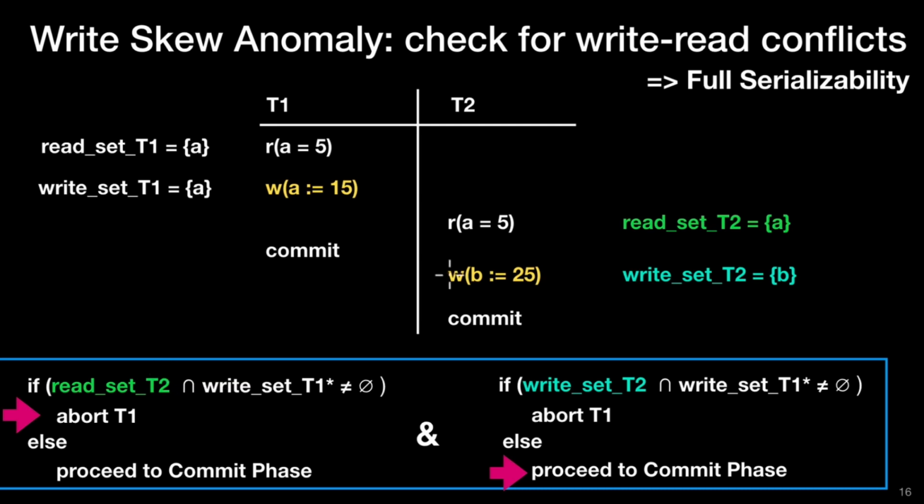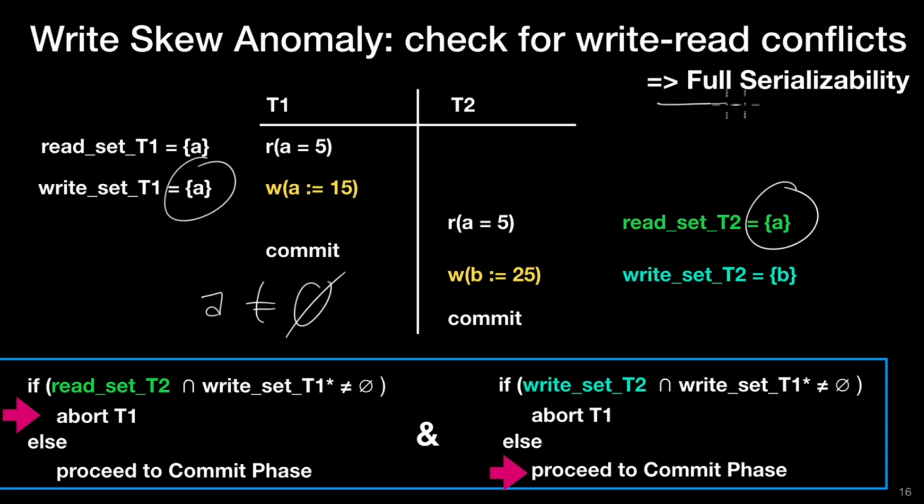You see that the read set of T2 is A, and the write set of T1 is A. So the intersection of that is A, that is not empty. So this fails and we have to abort transaction 1. So by doing that, we get full serializability under the assumption that the database change operations do not add and remove rows from the database. That's an assumption that's very important here.